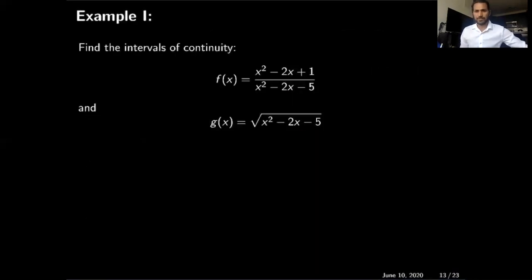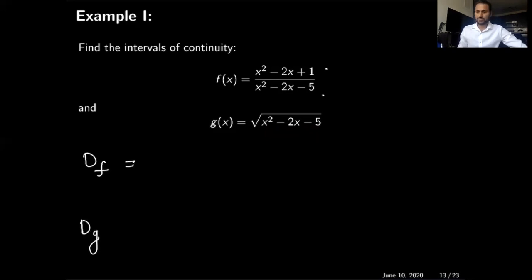Here we have two elementary functions. This is the division of two polynomial functions. And this is the square root of a polynomial, a square root function and a polynomial function. To find the interval of continuity, all we have to do is calculate the domain of the function f and the domain of the function g.